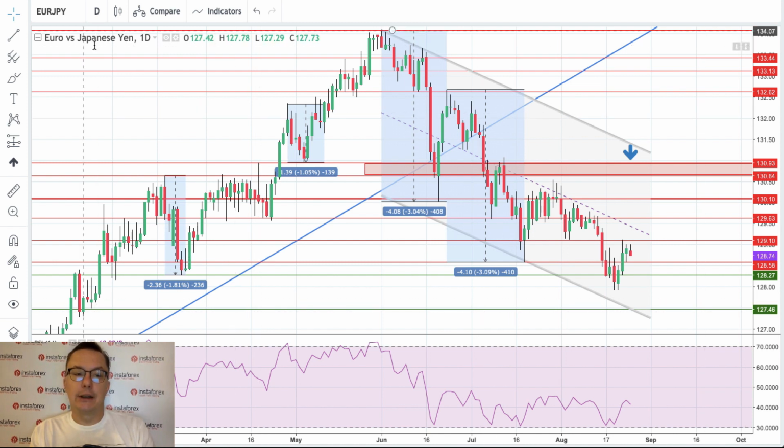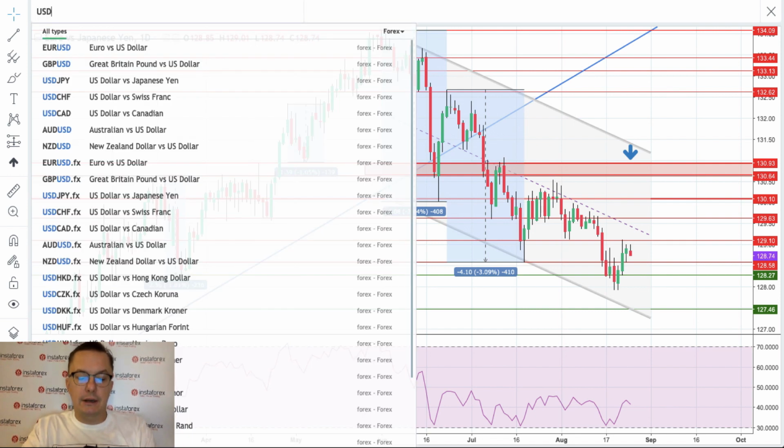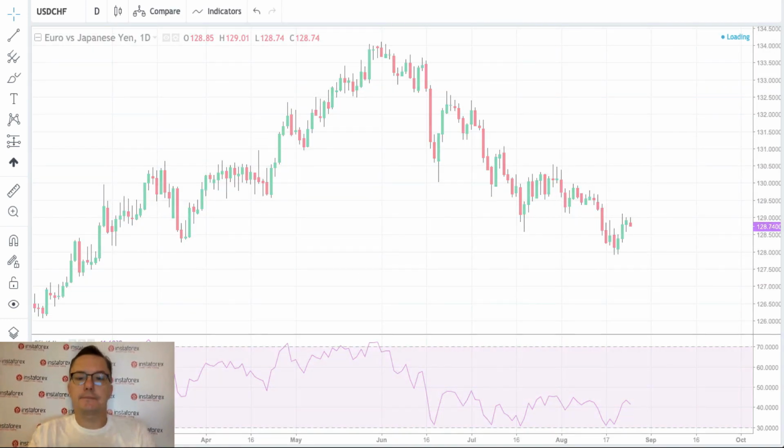So it looks like the euro is being sold across the board, and of course that means the Japanese yen is being bought back up. So that's the euro to the Japanese yen. Let's take a look at the US dollar to the Swiss franc.